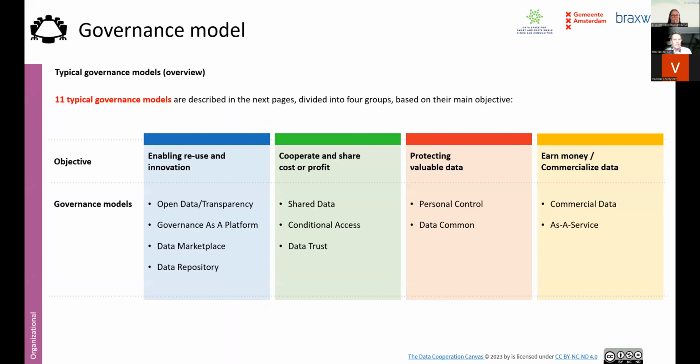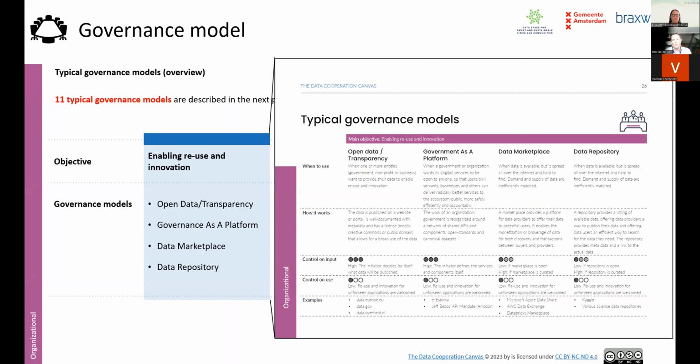We do that, and we analyzed 11 different types of governance models. You see an overview here, and you probably recognize a couple of them. Open data will be well known by a lot of you, but the data trust, you can see applications for that too, or a data commons. For all these governance models, we described when it is used, how it works, and what the control on the input and the control of the use is.